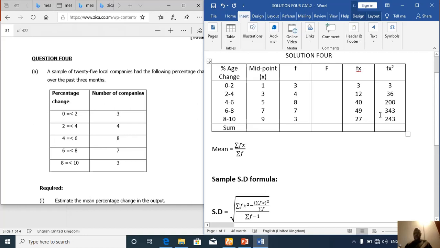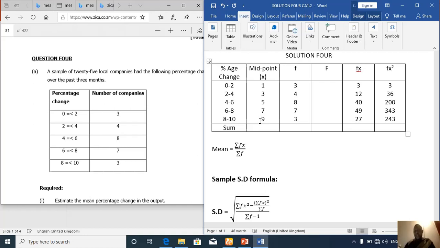Let me just go through this one again. 3 multiplied by x1, and then we have 12 multiplied by x3, and we have 40 multiplied by x5, and we have 49 multiplied by x7, and we have 27 multiplied by x9. So we are multiplying by x because we have fx multiplied by x. That's going to give us the fx squared.